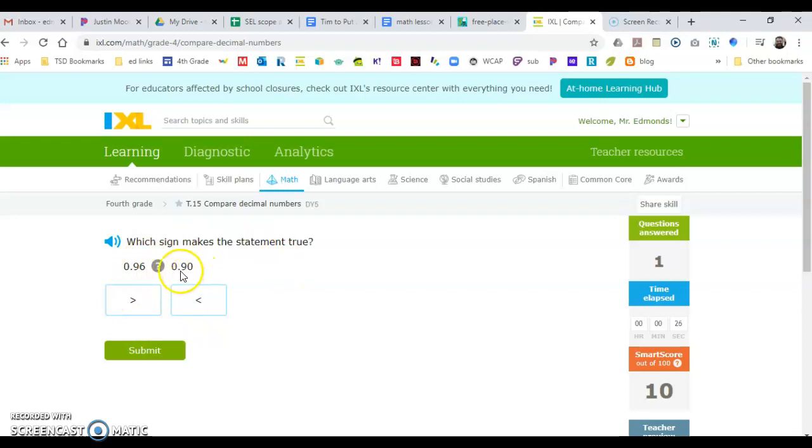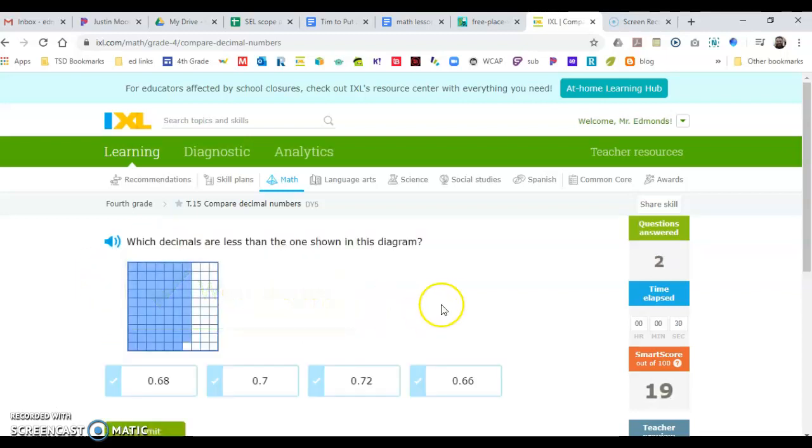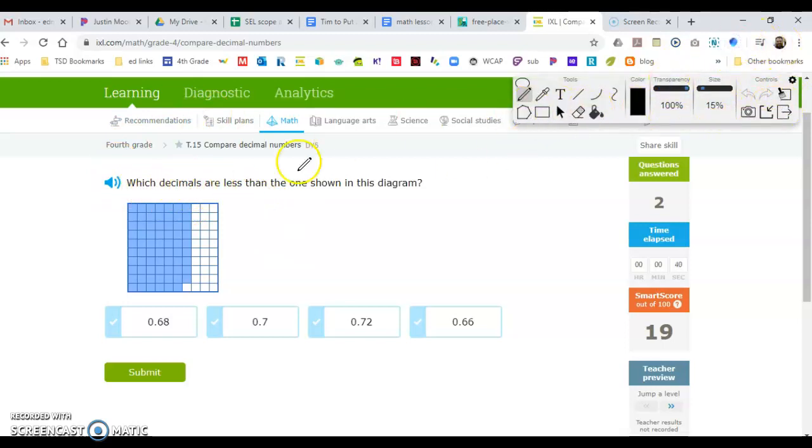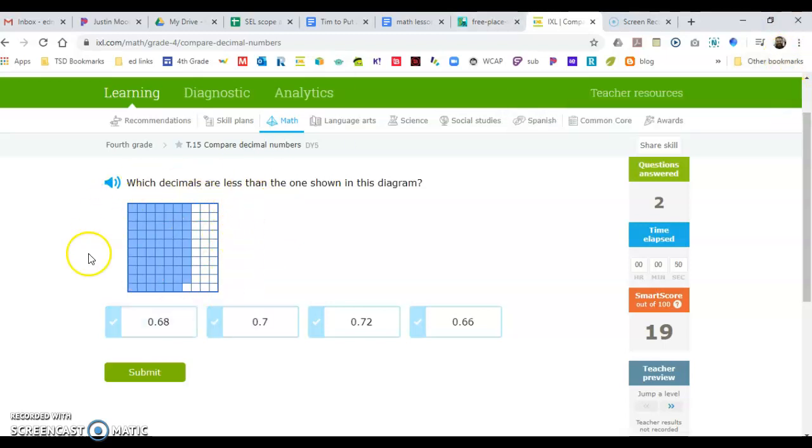96 hundredths, 90 hundredths. The 96 hundredths is greater than 90. Okay? Now, it introduces a model here to help you compare, but this is the comparison now. What you need to do is find which decimals. And when it has the S on the end of the word decimals, that implies that there's possibly more than one answer, okay? So when we look at this, here's our model.